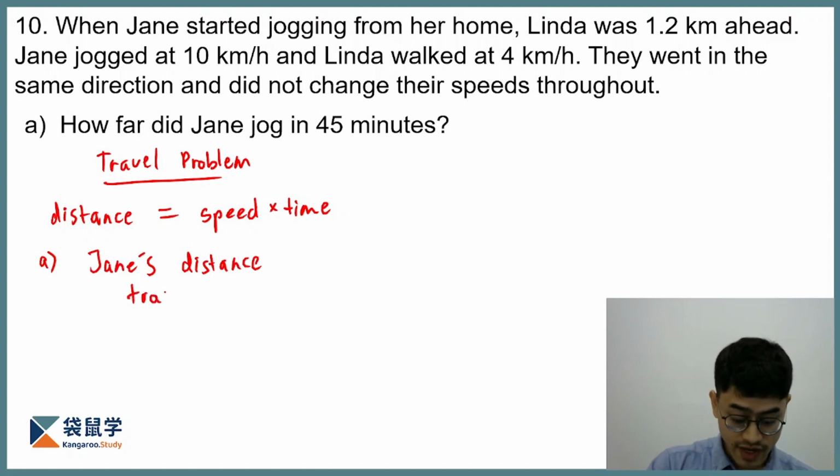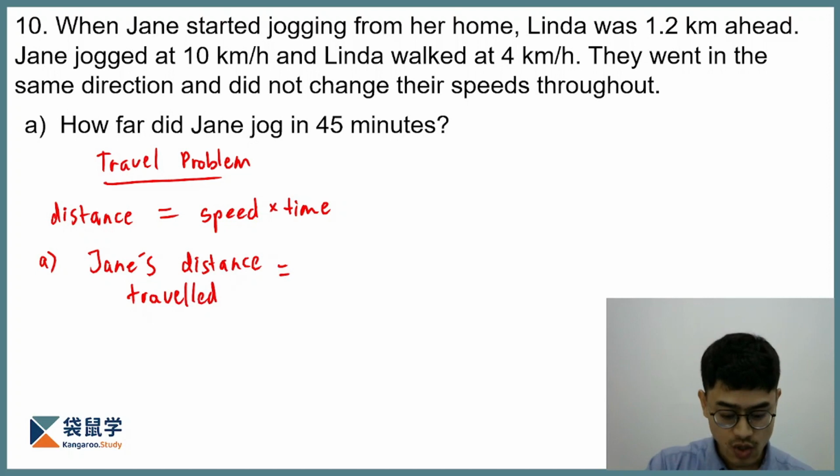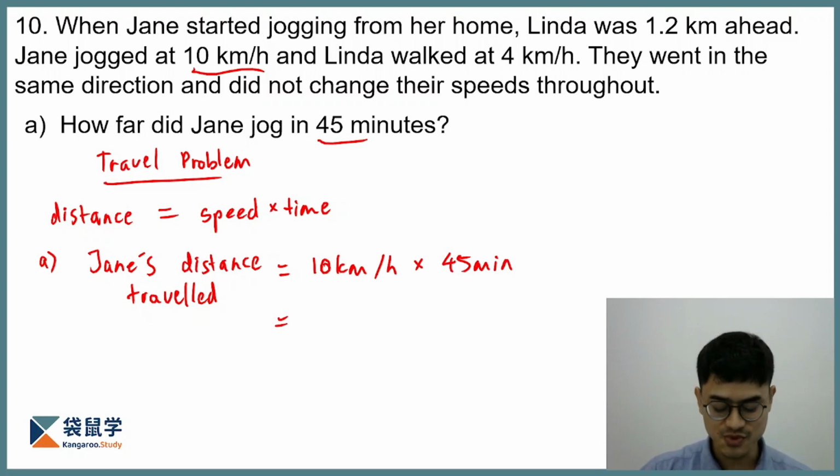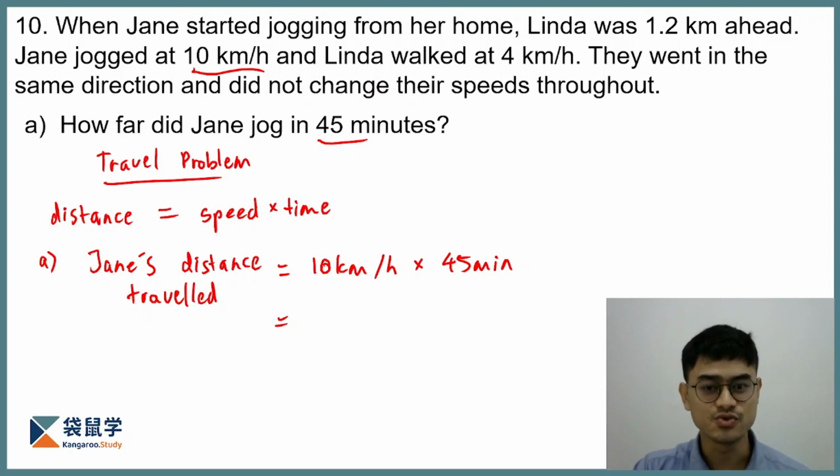So we've already revised. In order to find distance, it's just speed and time. So to find Jane's distance, we take Jane's speed, which is 10 kilometers per hour, multiply it by Jane's time, which is 45 minutes. And now our first problem, do we just take 10 times 45 to get 450? No, right? You must notice that there is a mismatch of units. Kilometers per hour cannot be multiplied with minutes. But no problem. We can just convert minutes into hours.